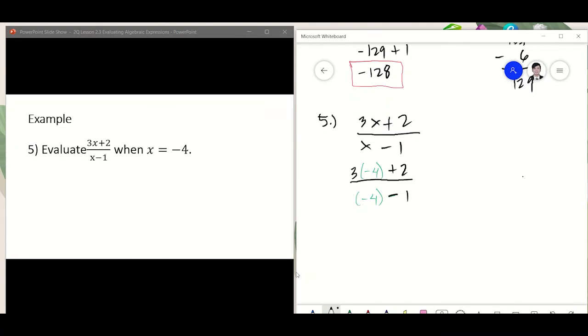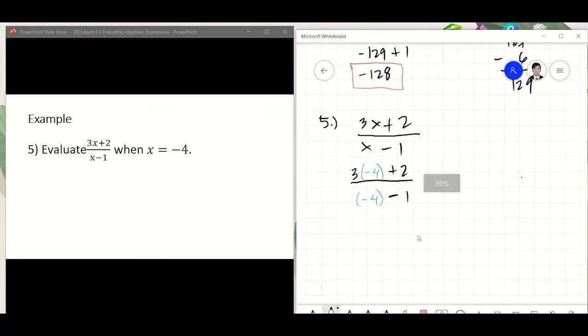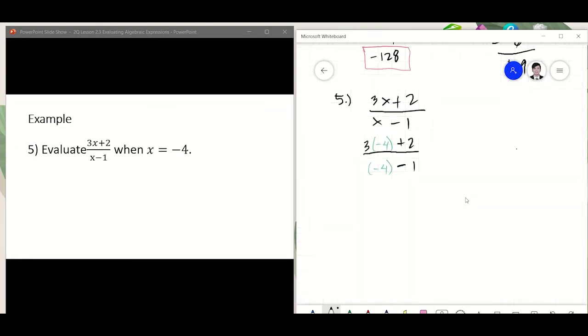So if it would look like this one, you start by simplifying the parts of the fraction. So you start by simplifying what's in the numerator. So of course, PEMDAS says that we multiply first. So you will not add yet. So 3 times negative 4 is negative 12. And in the denominator, we have negative 4 minus 1. So if it's a minus, change it to addition. Then change the 1 to its opposite, so negative 1.